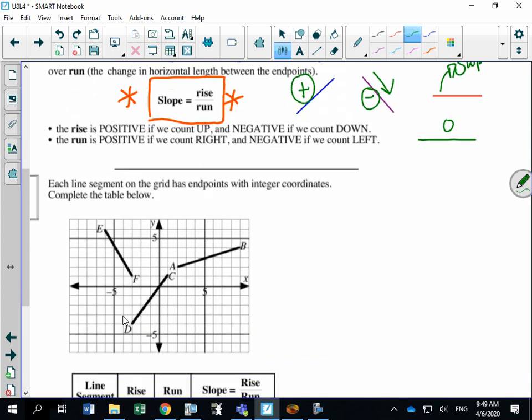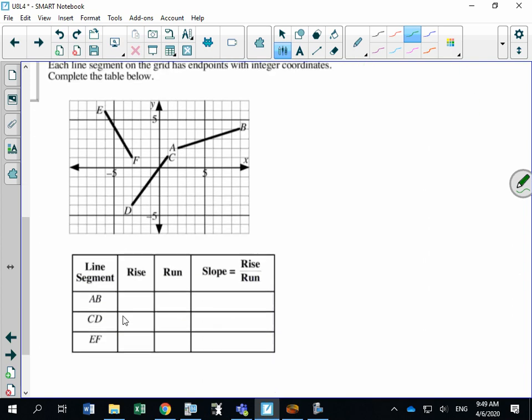has endpoints with integer coordinates. Complete the table below. Okay, so line segment AB. So what I'm going to do is I'm going to put the endpoints on. So there's an endpoint and here's an endpoint. And remember that in order to calculate the slope, so the slope, and then I'm going to say what line segment I'm calculating, which is AB. The formula for slope is rise over run.